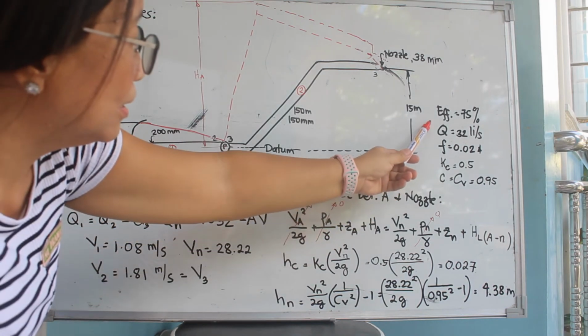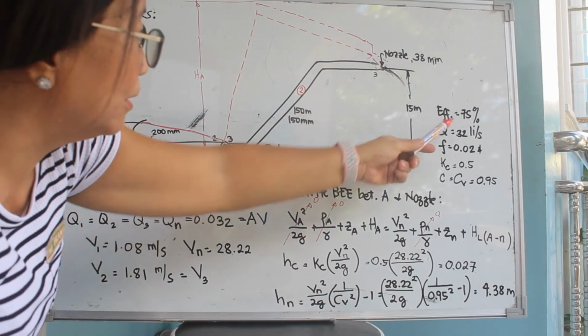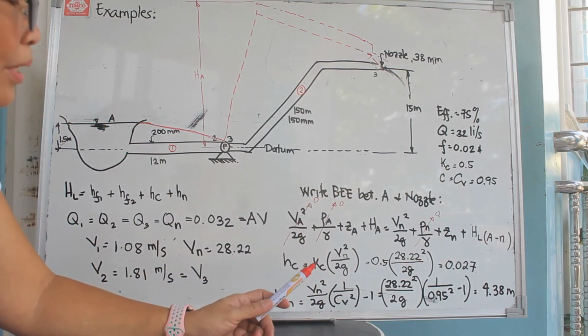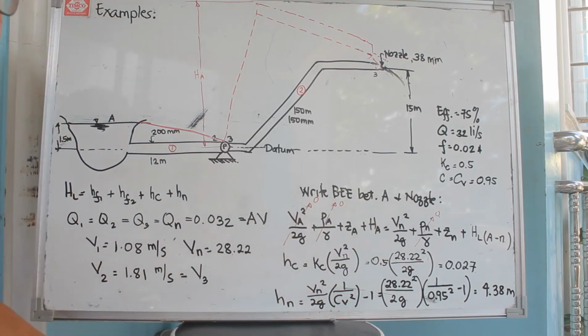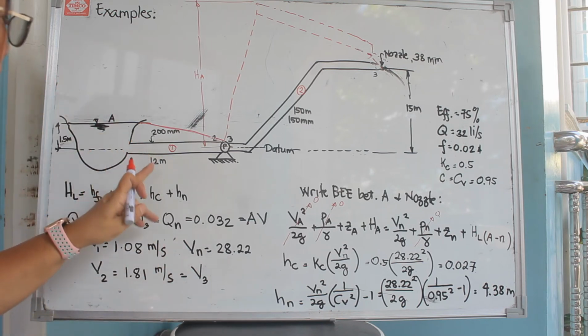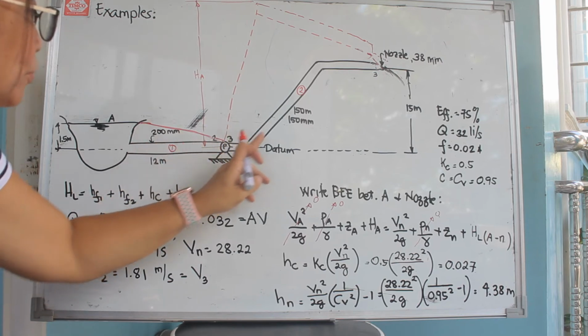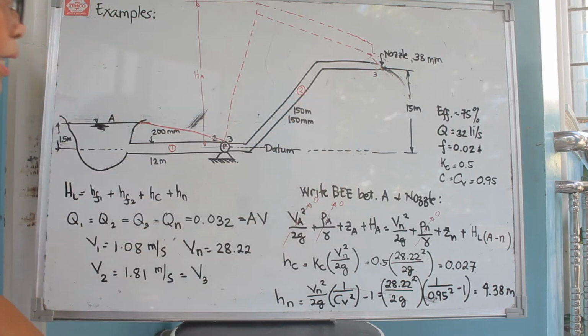The pump efficiency that is used to transport water from the reservoir to the nozzle is 75%, which will discharge 32 liters per second. Now, in this problem, we will be required to consider the minor losses. The minor losses being the loss due to the change in the velocity from 200 millimeter suction pipe to 150 millimeters at the discharge end up to the nozzle.